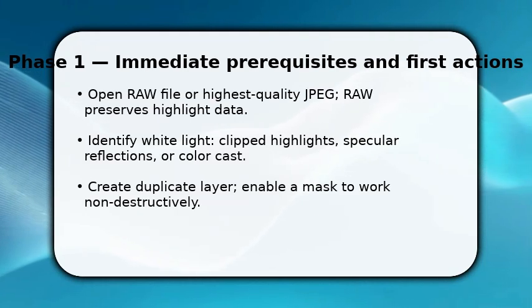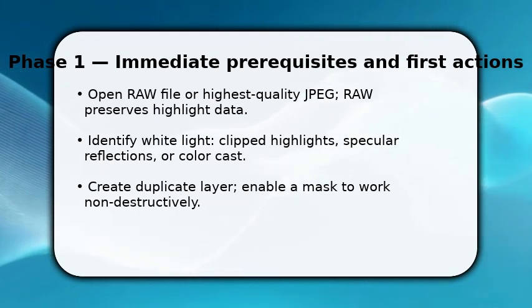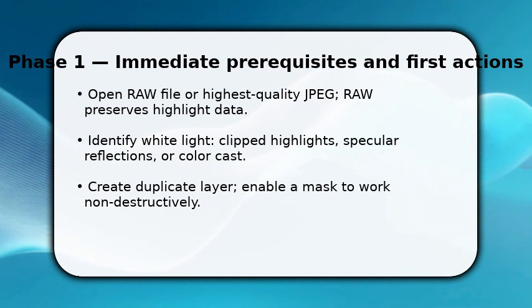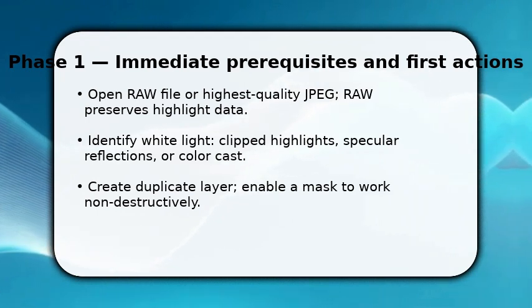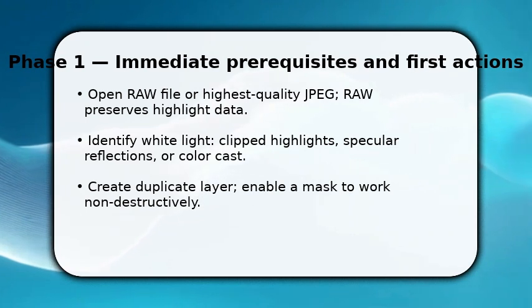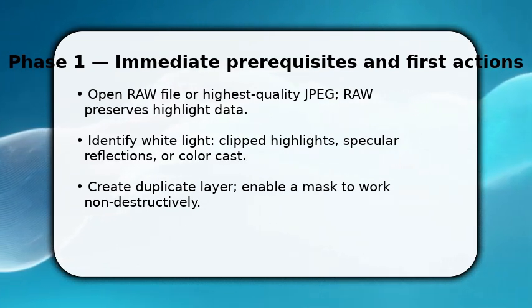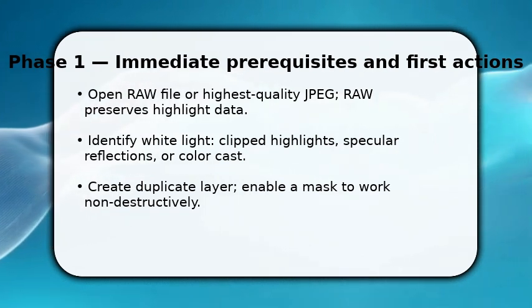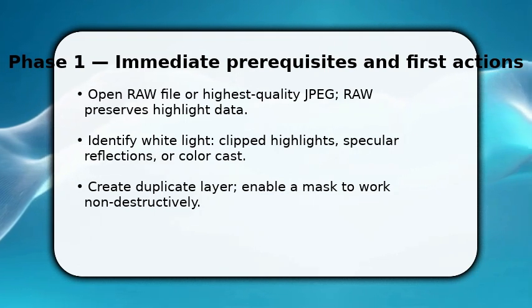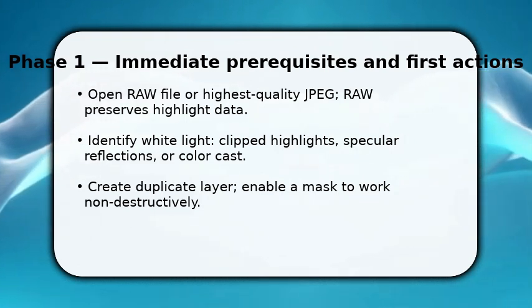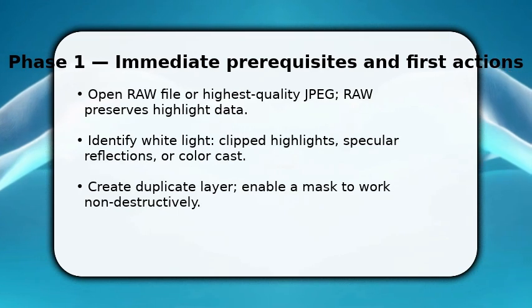Enjoy the video. You start by opening the highest quality file you have, RAW if possible, because it preserves highlight detail that you need. Once open, scan for areas where white light is blown out, clipped highlights or bright specular spots. Make a duplicate layer and add a layer mask immediately so you never damage the original. You'll use targeted adjustments, not global extremes, so take a quick look at histogram peaks. When ready, move to Highlight Recovery and Selective Retouching.